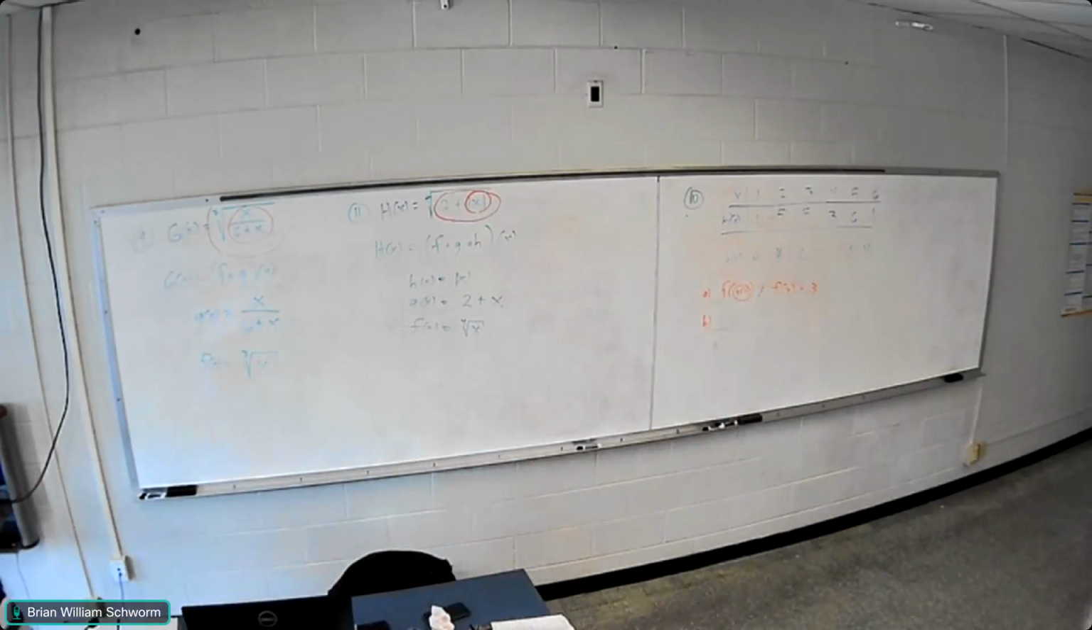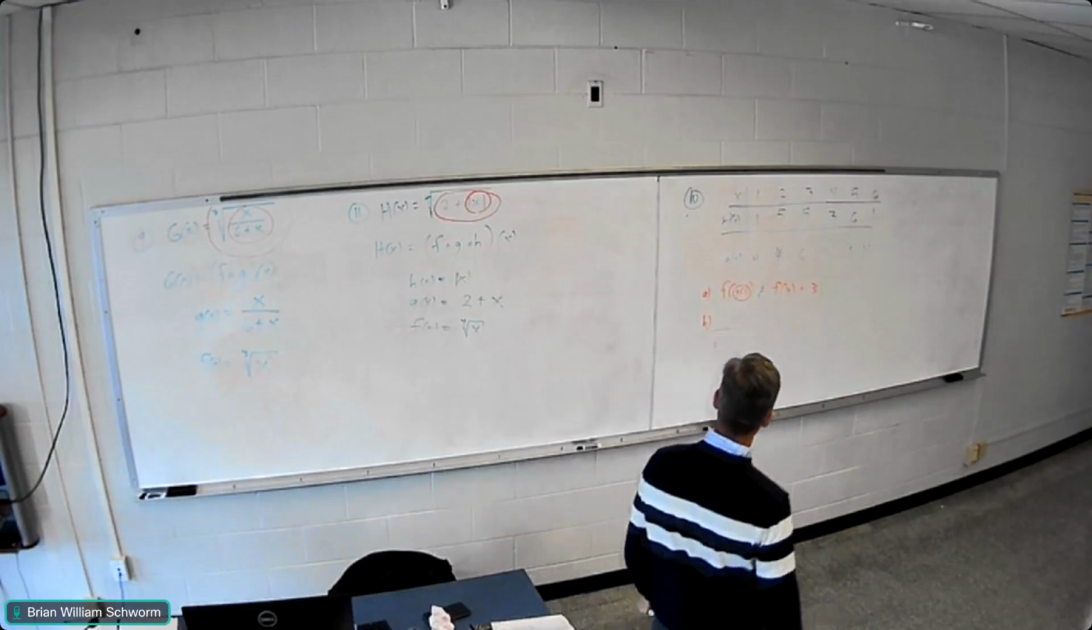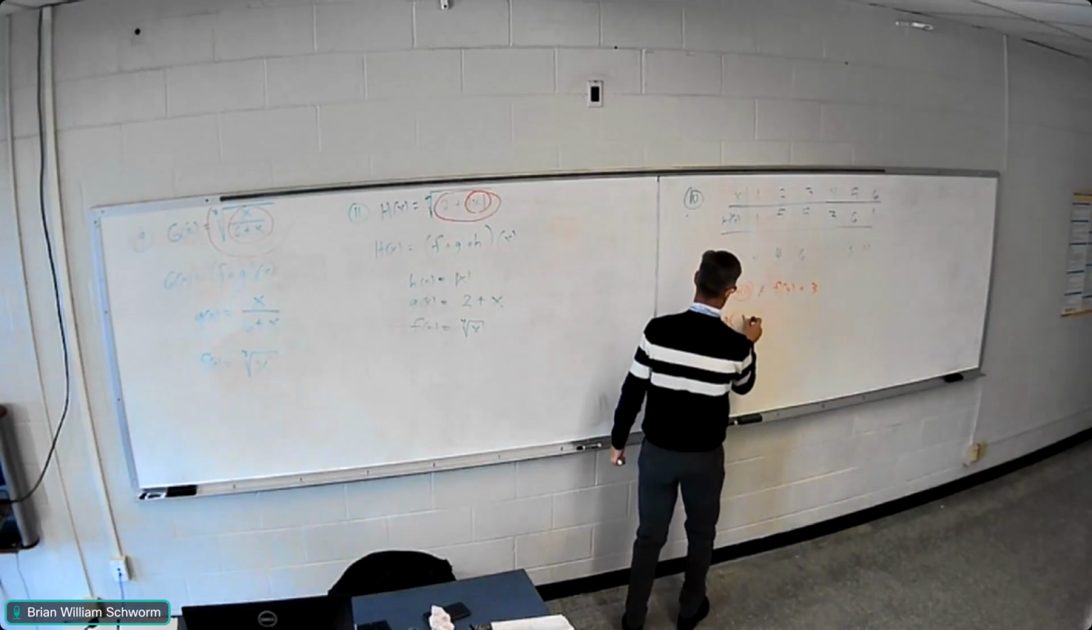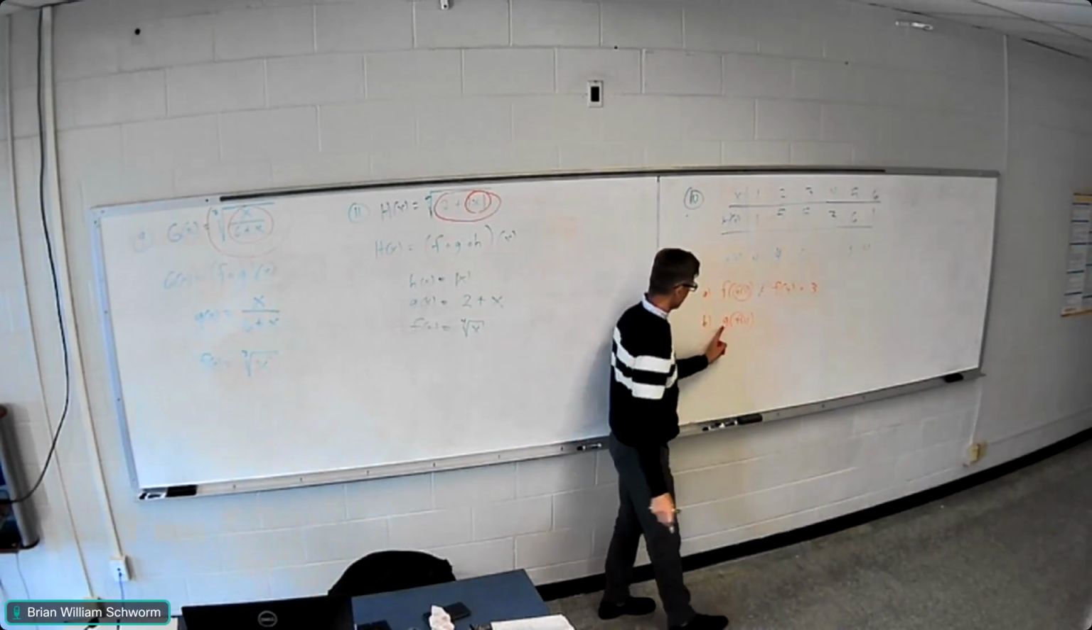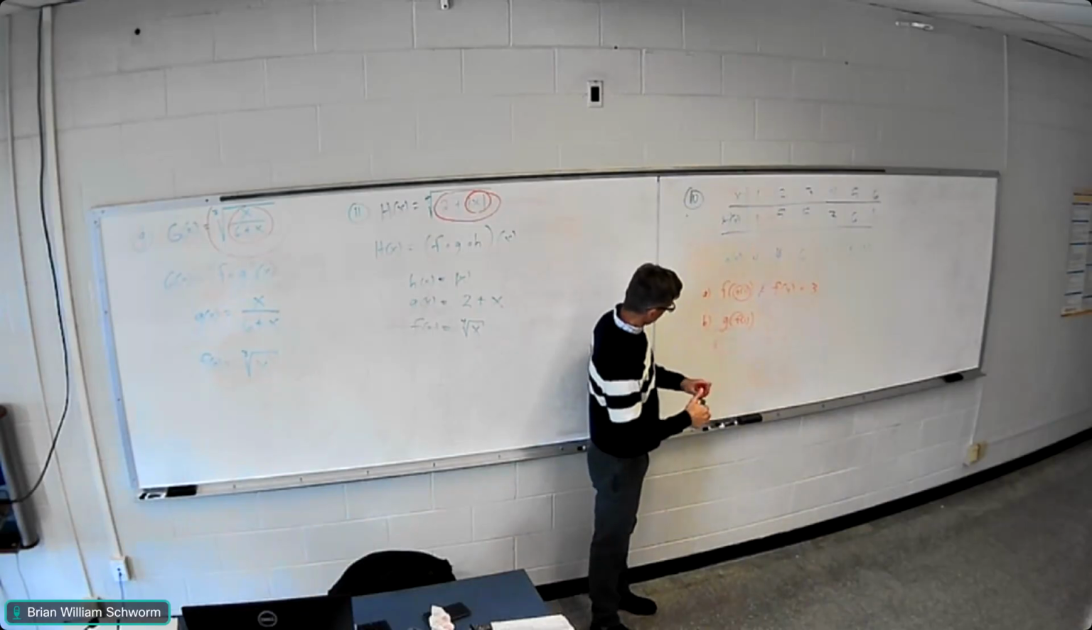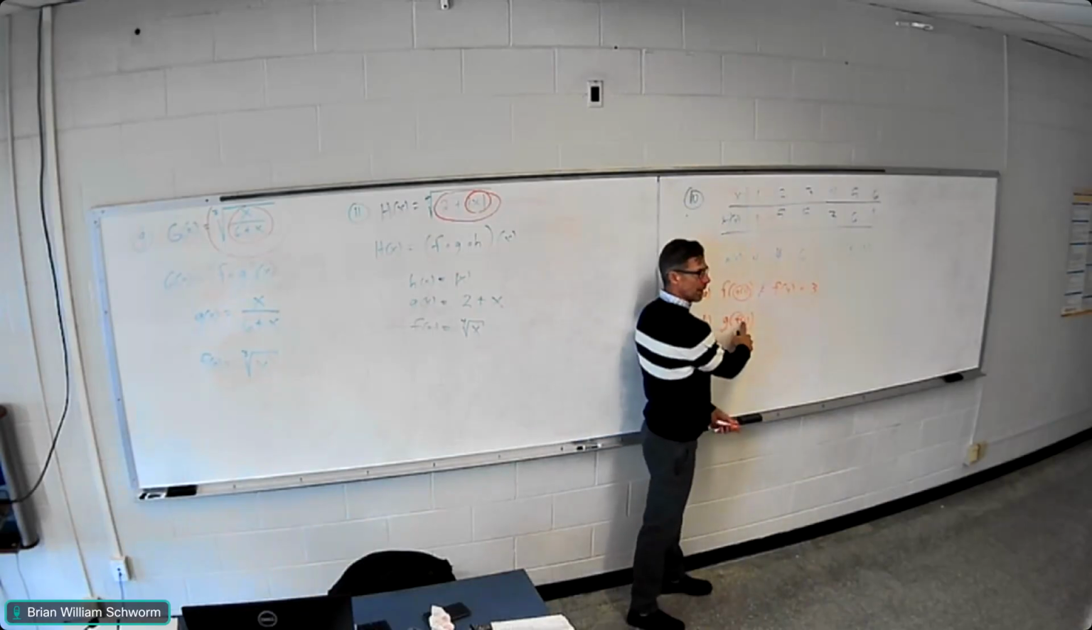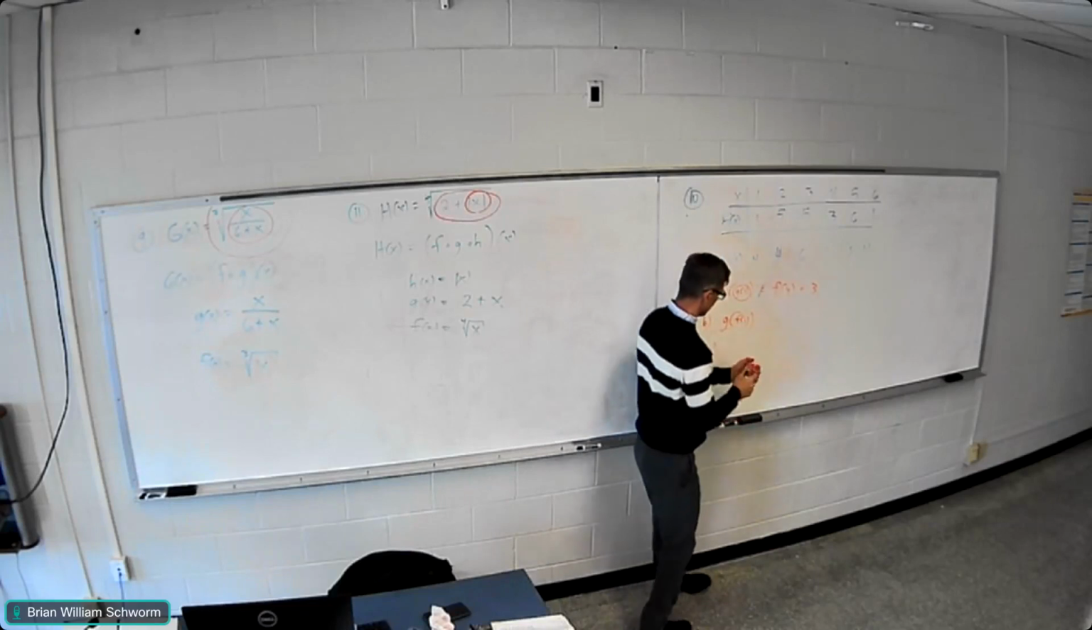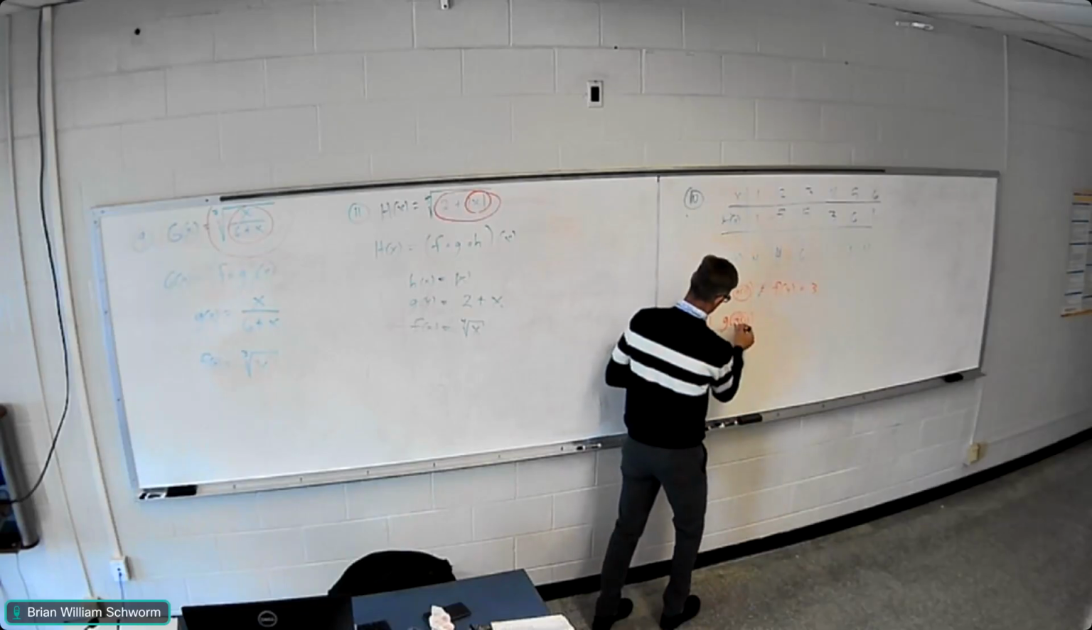B. Same thing, but the other way around. G composed with F, G of F of 1. So you start on the inside. You've got the X value of 1. You need to figure out the F value when the X is 1. You need to figure out F of 1.